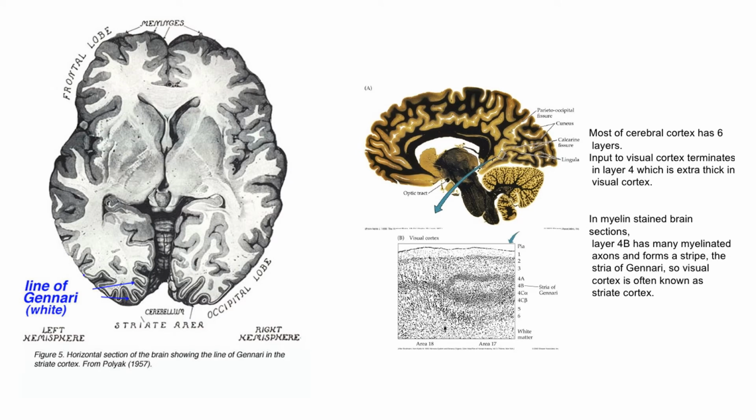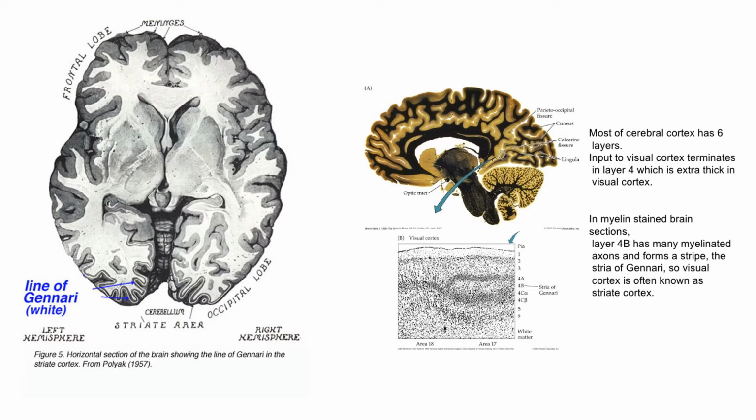Another couple pictures here so you can identify that. Here on the left they're calling it the line of Gennari. You can see it in blue lettering there. On the right, I snagged a couple pictures to show you. On the upper right, most of the cerebral cortex has 6 layers. Input into the visual cortex terminates in layer 4, which is extra thick in the visual cortex. The way I remember this is 4, foresight, right? Like you have the foresight to know something ahead of time. Foresight, S-I-G-H-T. That's how my brain remembers it. If that helps you, cool. If not, that's okay too.